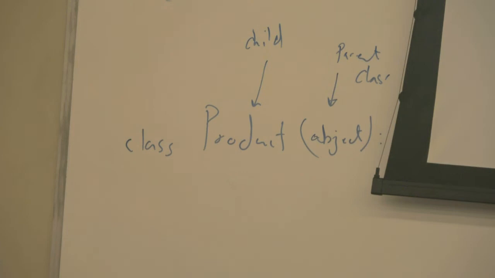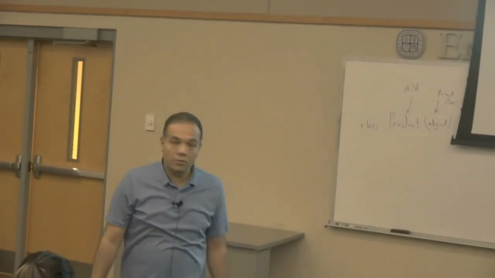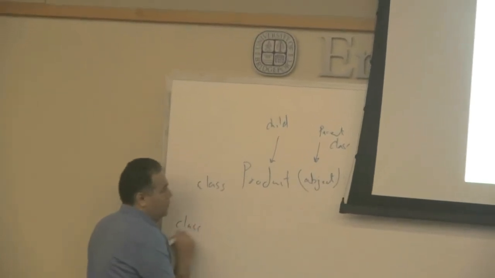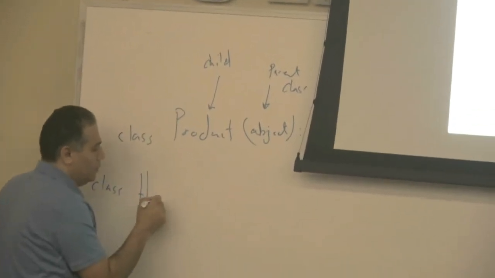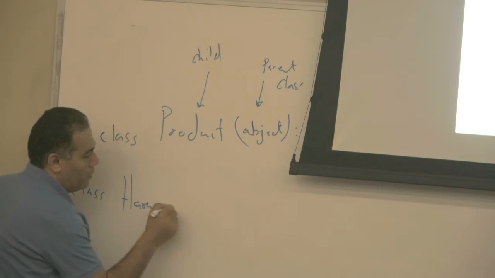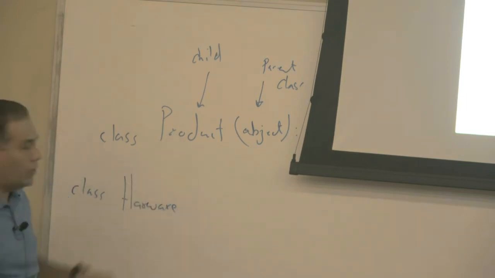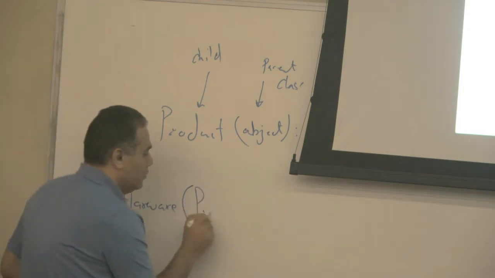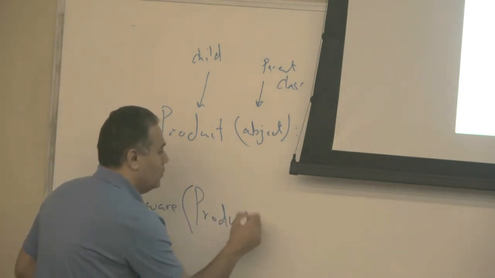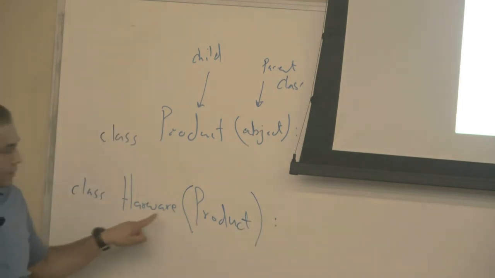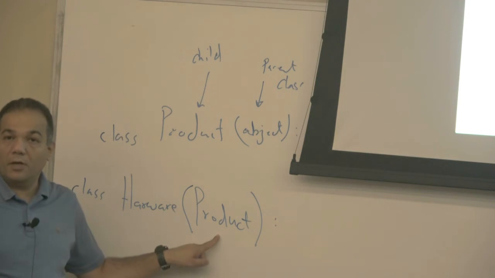Right? Let's say, okay, I want to create a subclass called hardware. So class hardware. And I need it to be a subclass of the product. So I have to put in here product. So this is the subclass. This is the parent class.